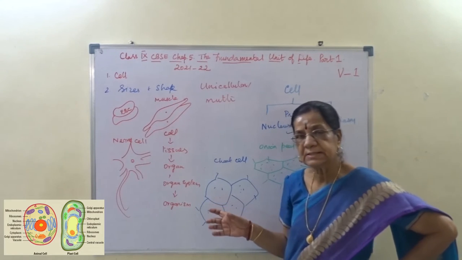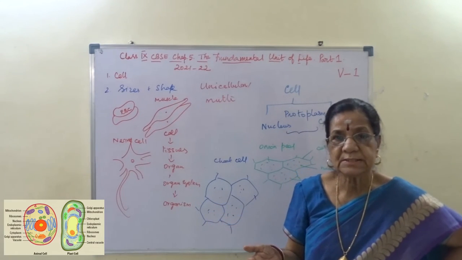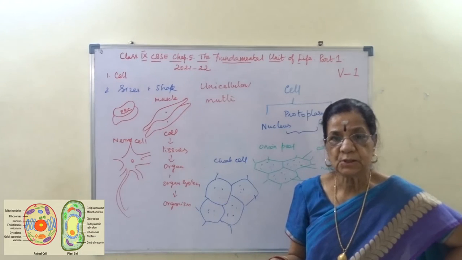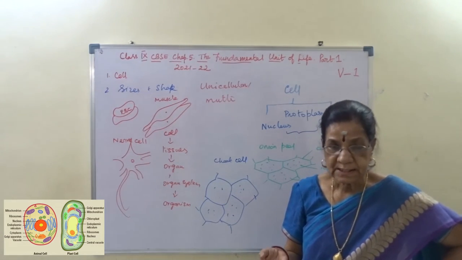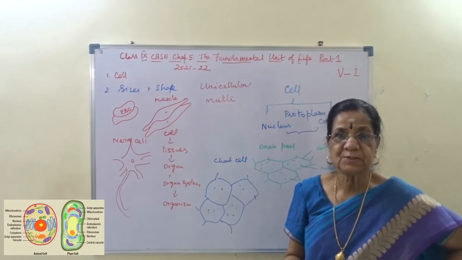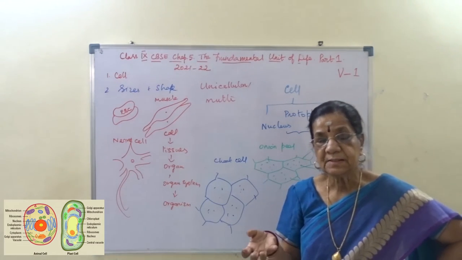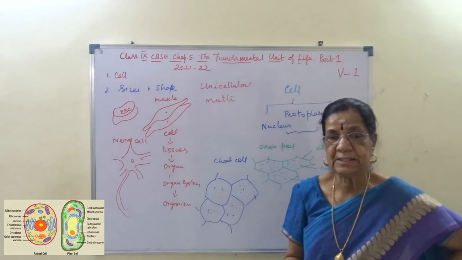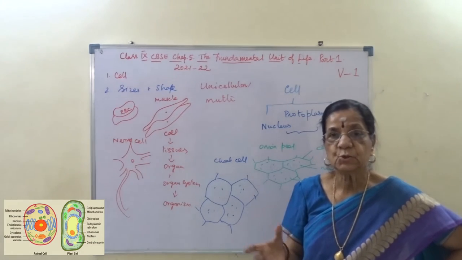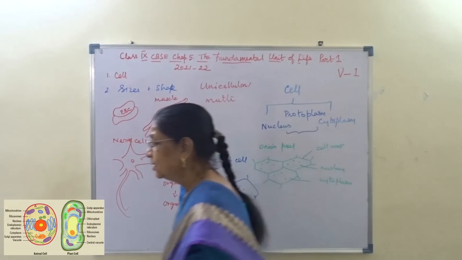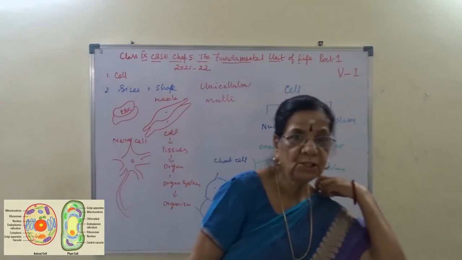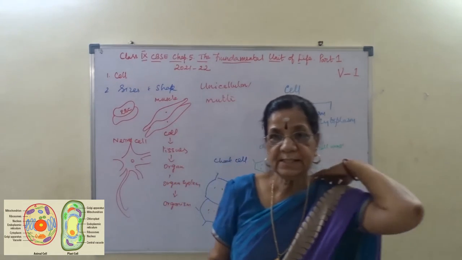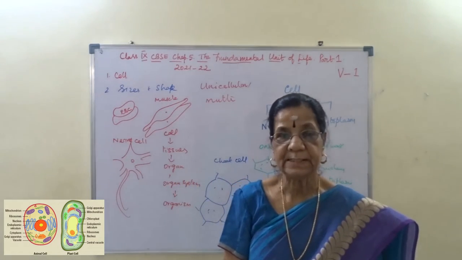And what are the organ systems? Digestive system, circulatory system, respiratory system, skeletal system, excretory system, reproductive system, and integumentary system, the skin. All these together constitute an organism. So this is multicellular. We say multicellular organisms have division of labor.